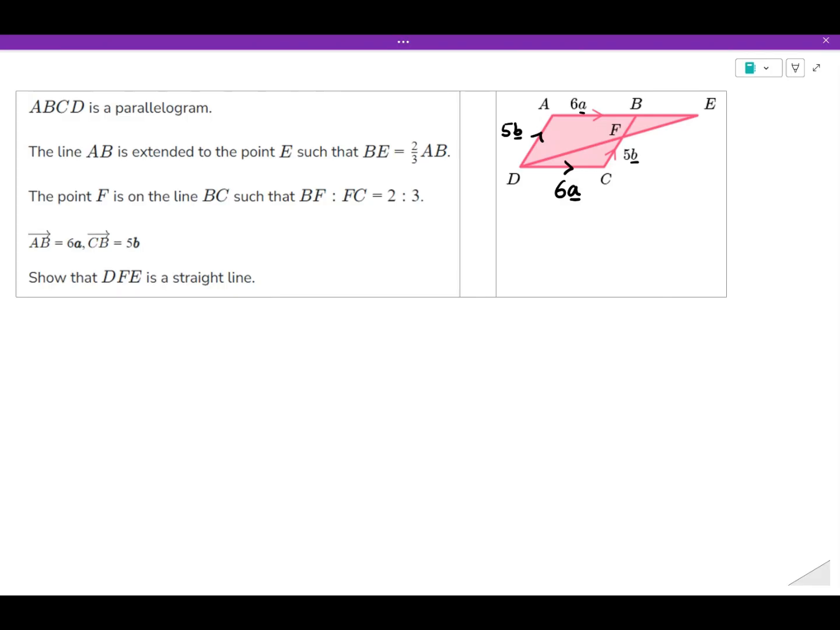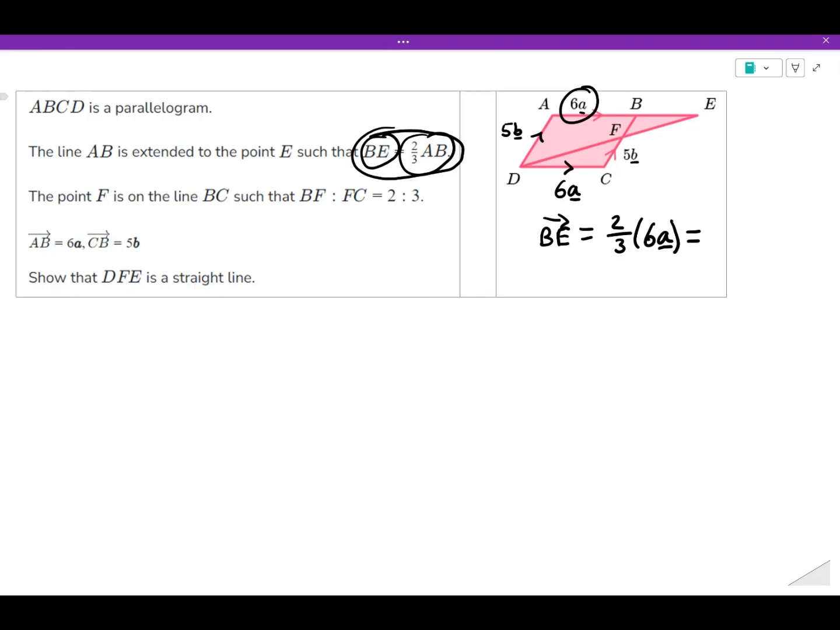Now it says the line AB is extended to the point E. So therefore the line ABE is a straight line. And it's such that BE is equal to 2/3 of AB. Because this is a straight line, and we're told that the length of BE is equal to 2/3 the length of AB, they're lengths because there's no arrow on top, we can also assume that the vectors have the same relationship. So the vector of the line AB is 6A, so the vector of the line B to E will be 2/3 of that. So B to E will be equal to 2/3 of 6A.